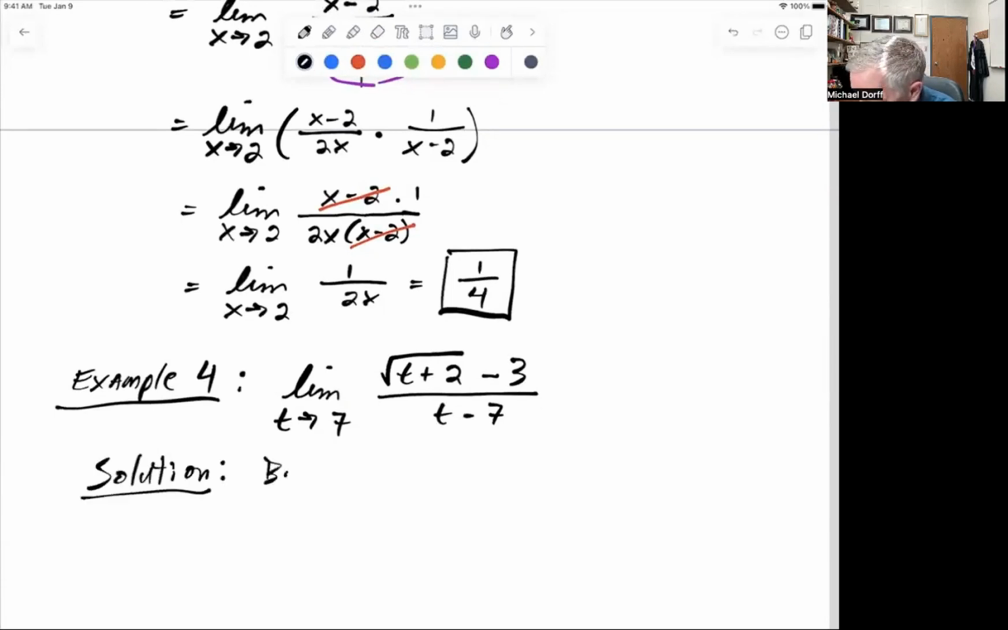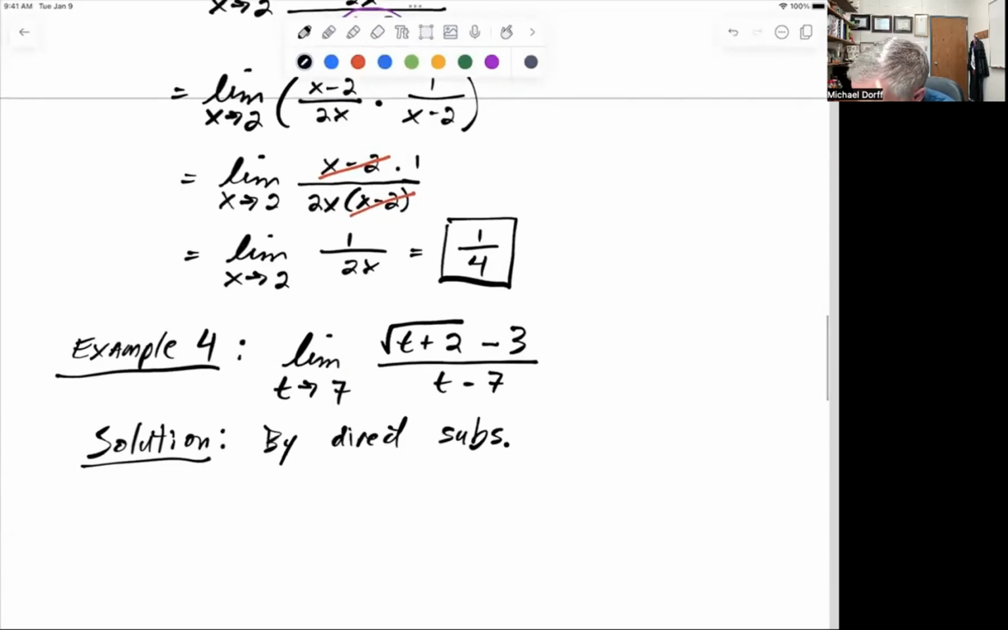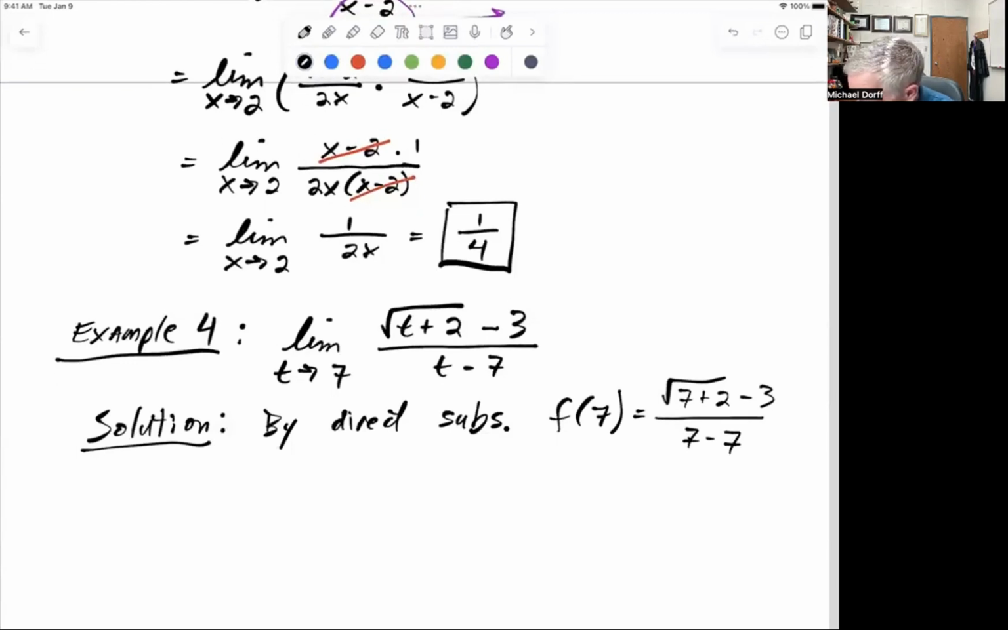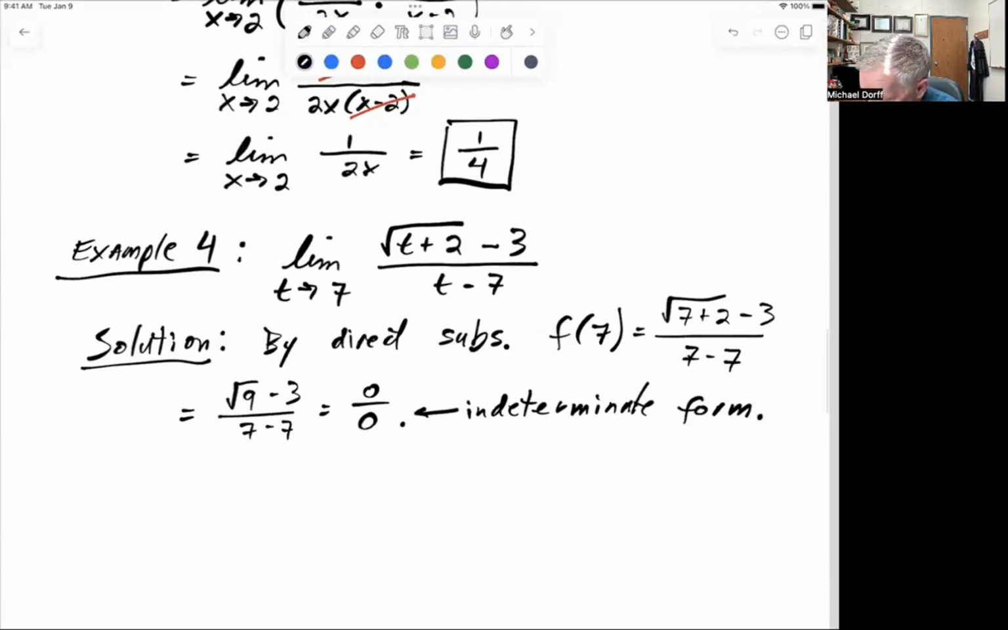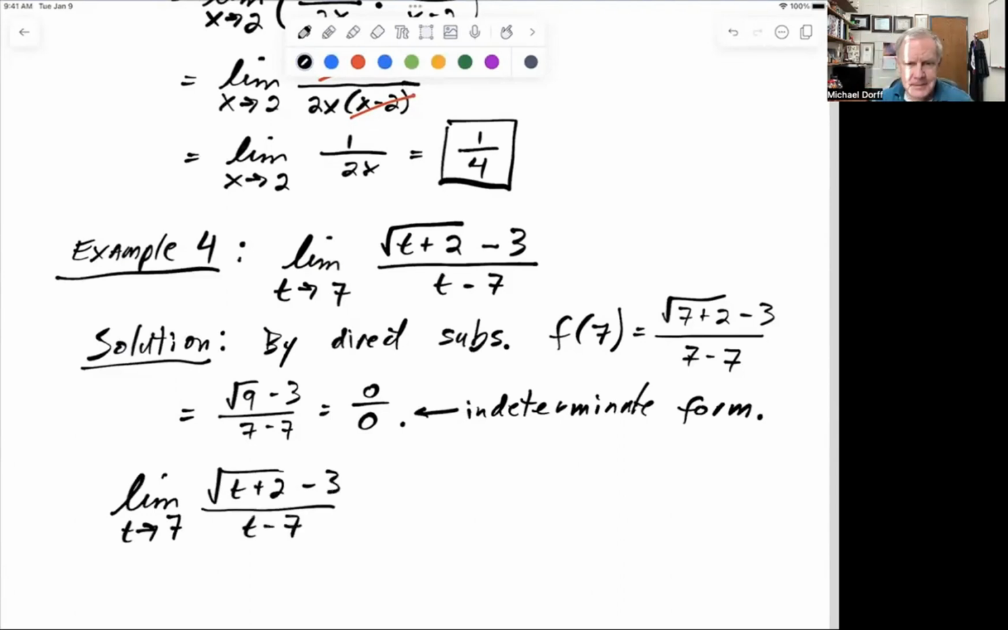Okay. By direct substitution, I get f of 7. So when I substitute 7 into the function, I'm going to get the square root of 7 plus 2 minus 3 over 7 minus 7. And that's going to equal the square root of 9 minus 3 over 7 minus 7, which is going to give me 0 over 0. So again, indeterminate form, and we need to do more work. All right. So can I factor here? Well, you could, but I don't see how to do that yet. It's possible to factor that, but it's just too complicated.